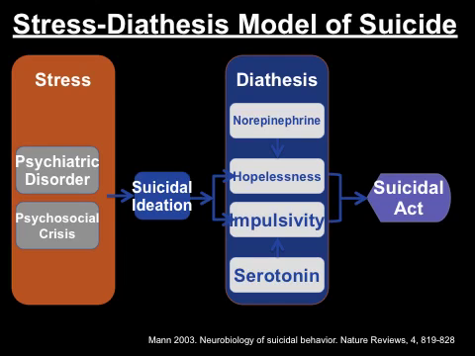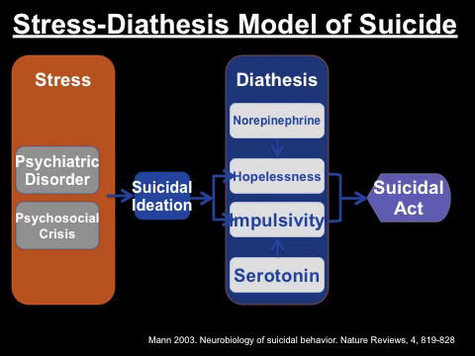According to this model, both of these processes, hopelessness and impulsivity, have a real biological basis, norepinephrine and serotonin, which is why some medications we have out there might help ameliorate their symptoms. So these two processes, stress and diatheses, how do they interact together?